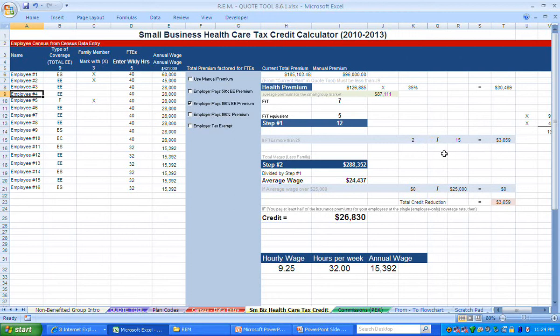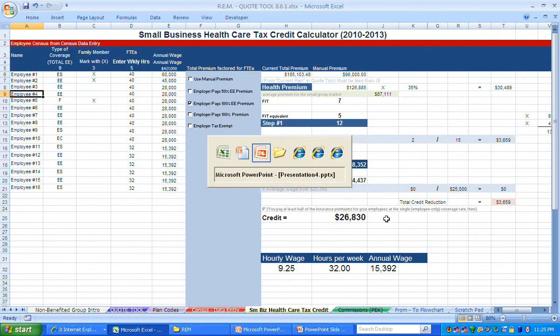And we don't have an average wage of more than $25,000, so there's no factor here. That $3,659 flows through here. That's taken away from the $30,489 for your credit of $26,830. And that is how you use the Small Business Healthcare Tax Credit Calculator.